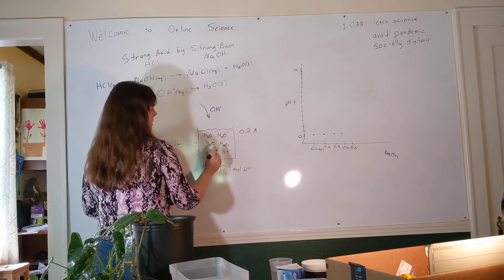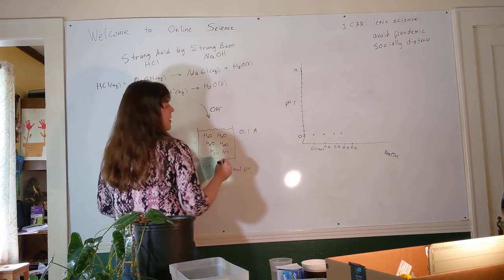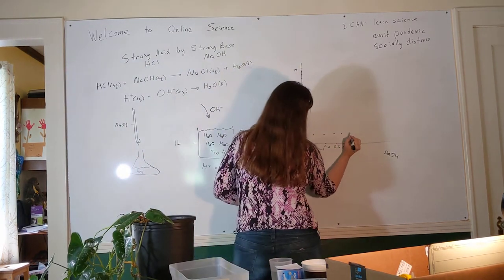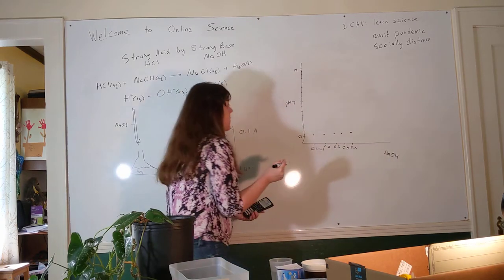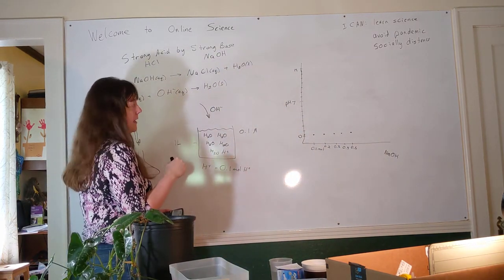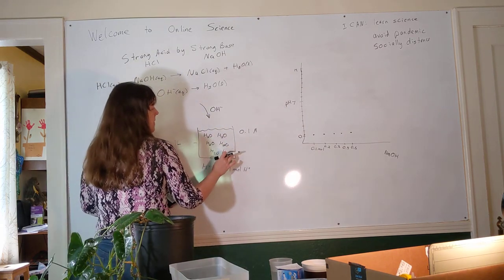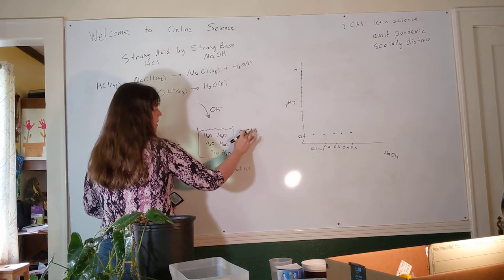OH minus added, neutralizes this guy. We're left with only 0.1 moles in solution. When I find the pH of that, I'll find that my pH is 1. So in the process of this, I have increased my pH from 0.22 at the beginning to 1 now. Now, I add one more OH. This OH minus neutralizes the final remaining H plus.